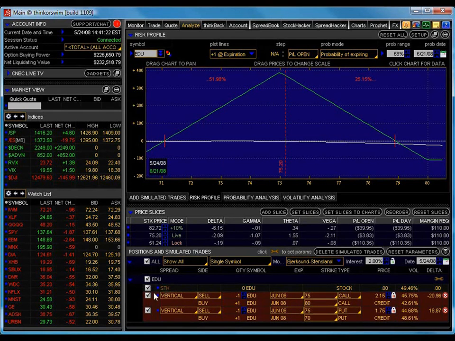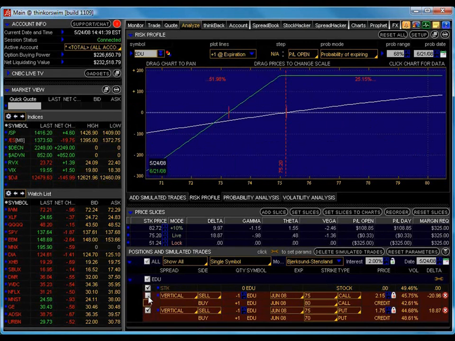What happens when we take one of these side spreads off? If you go down here to the Analyze tab under the Positions and Simulated Trades, if we just unchecked one of these boxes, it'll take that position off of our profit picture here. So let's take that off.